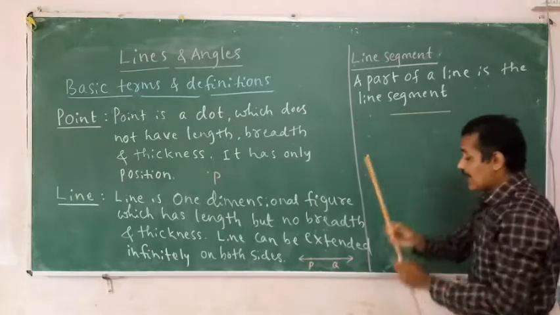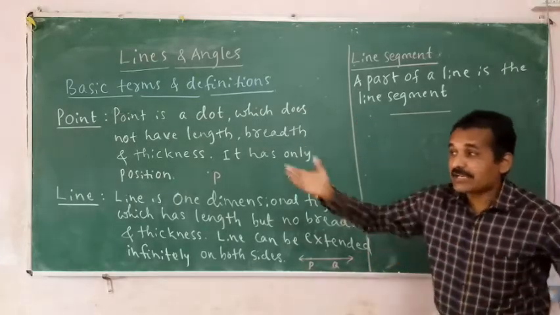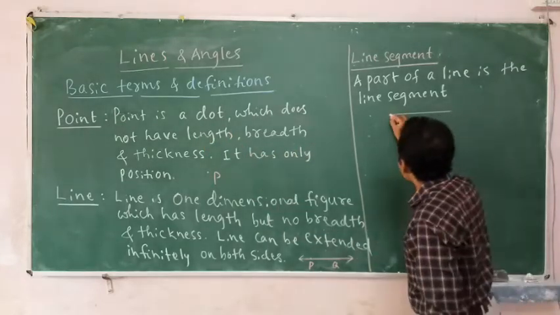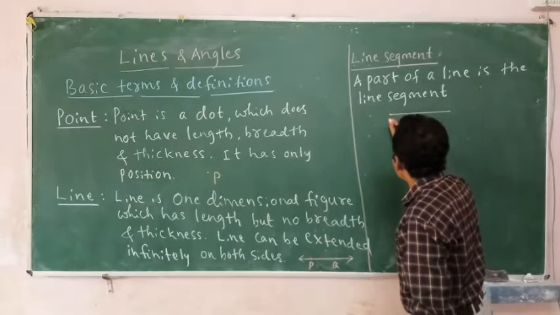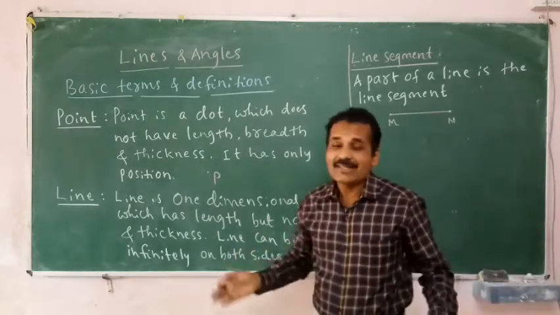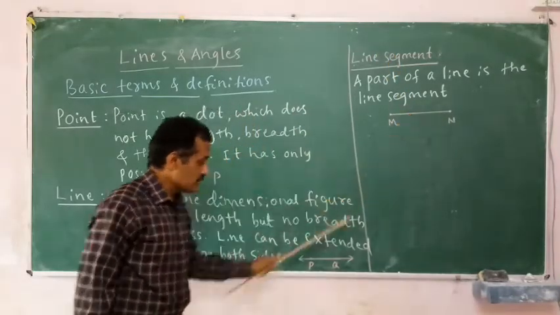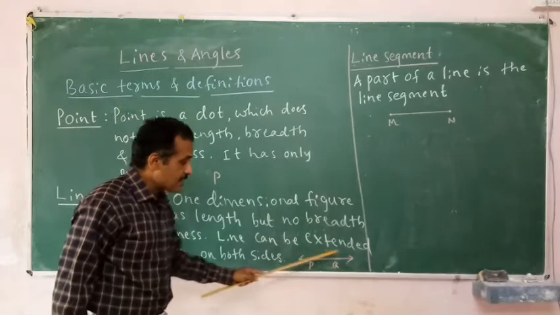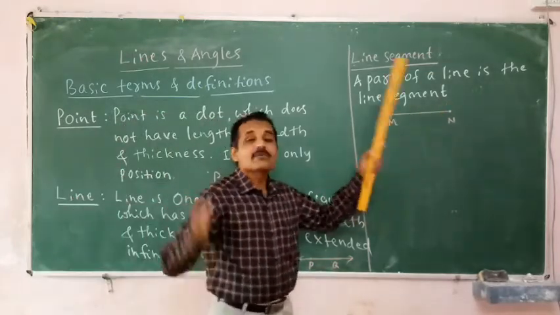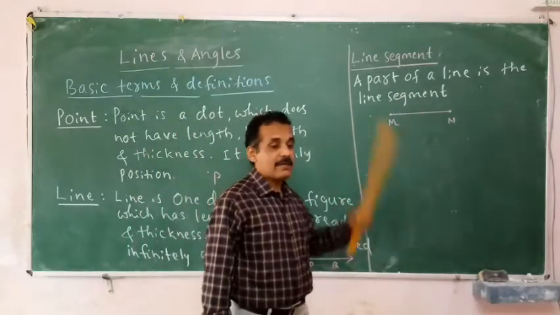Here it is shown with the arrow mark, representing that it can be extended on both sides. This is fixed. I will call it as M. I can call it as N. I can't extend it. That is, ends are fixed. This is called a line segment. The difference between these two, it can be extended on both sides, so I have shown with the arrow mark. Its endpoints are fixed. It is a fixed length that is called as line segment.